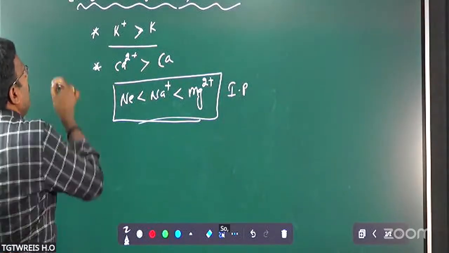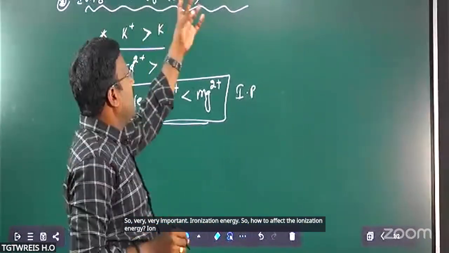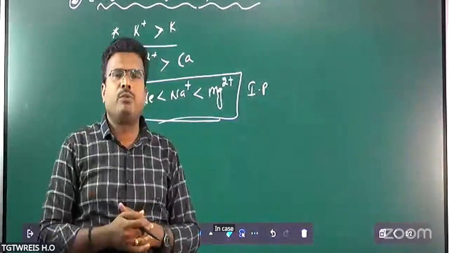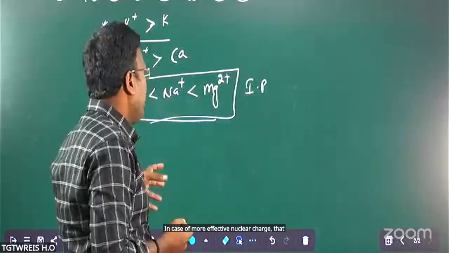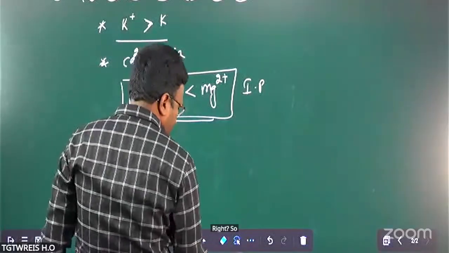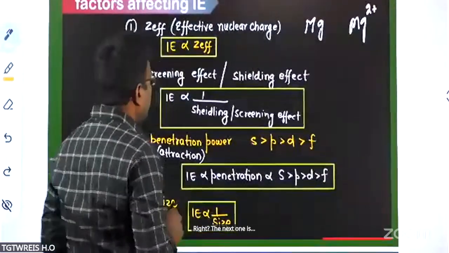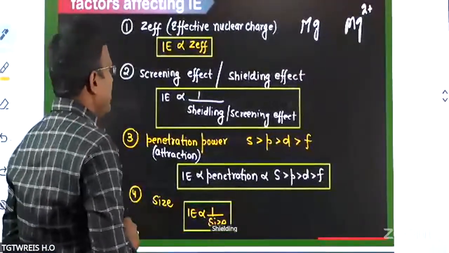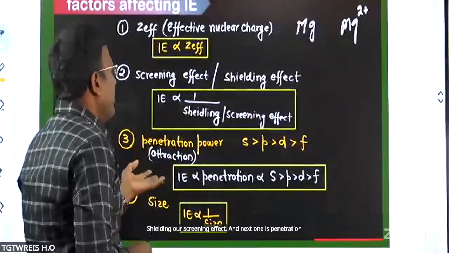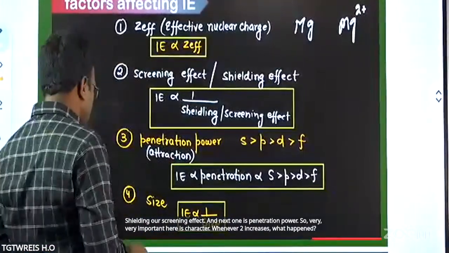So very important: ionization energy. How is the ionization energy affected? Ionization energy is directly proportional to the effective nuclear charge. In case of more effective nuclear charge, those ions contain more ionization energy, right? So very important here. The next ones are shielding effect or screening effect, and penetration power. Very important here. When S character increases, what happens? The ionization energy also increases.